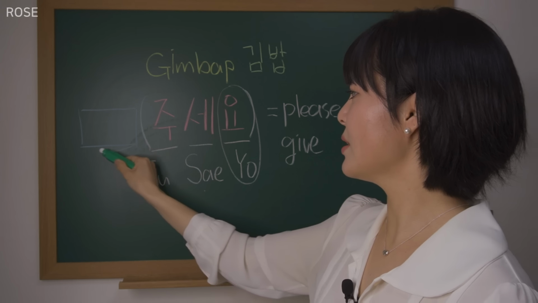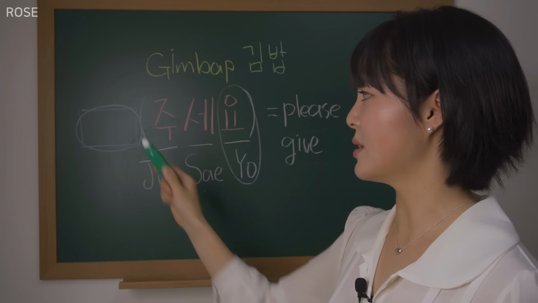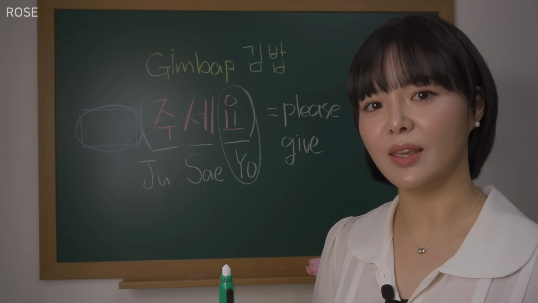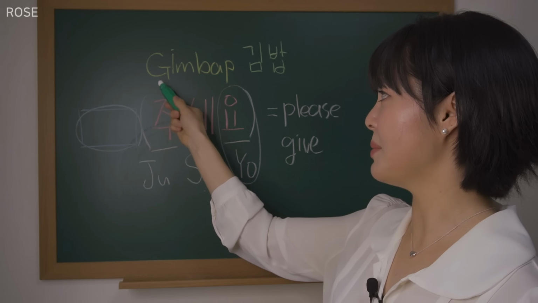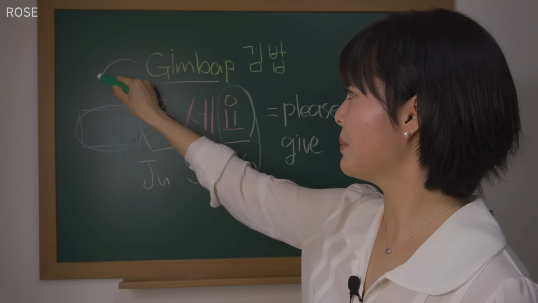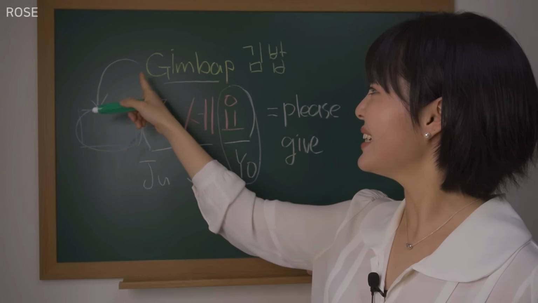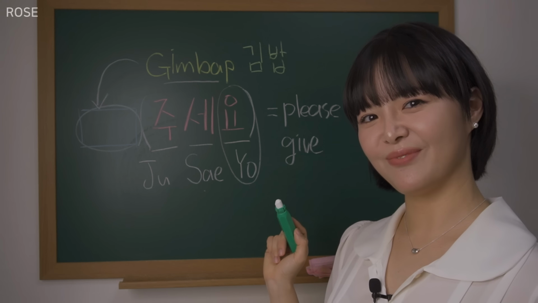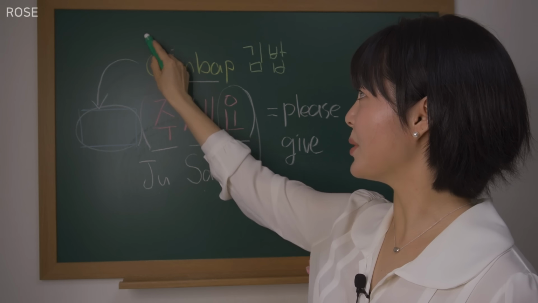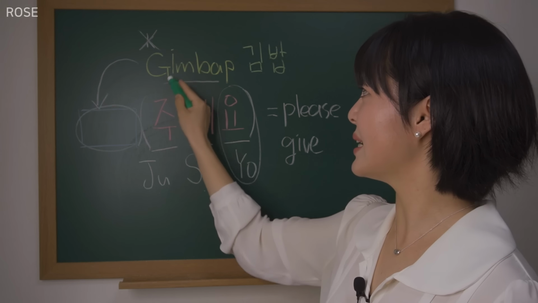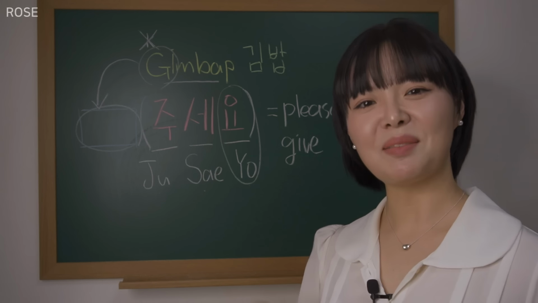So you'll fill this blank with whatever you want. So if you know how to say what you want to order, let's say 김밥, you just put 김밥 here. 김밥 주세요. It's not 김밥, okay? It's not 김밥, it's 김밥. 김밥 주세요.